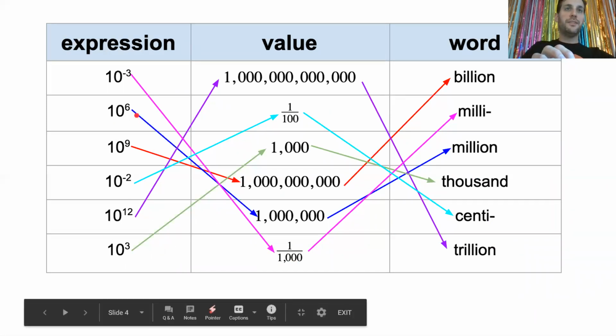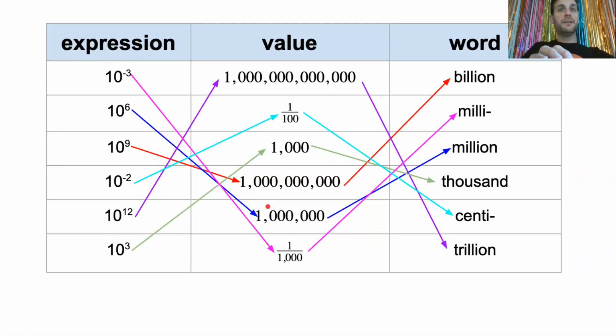Another example, 10 to the 6th power is the same as a million because it's 10 times 10 times 10 times 10 times 10 times 10. You can see the 6 zeros because we multiplied 6 tens. That is a million, and so on. An example of a million would be there's 10 million people in New York City approximately.